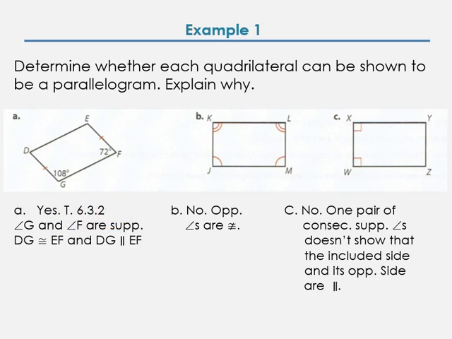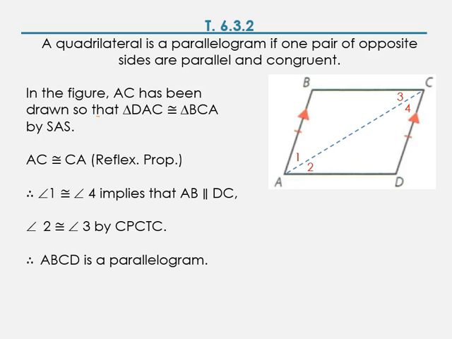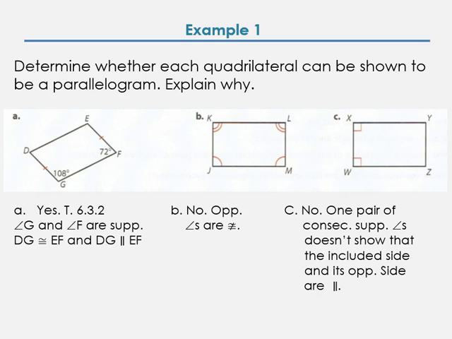Let's go back and look at what 6.3.2 was, and that's where if one pair of opposite sides are parallel and congruent, then you have a parallelogram, and that's exactly what we have. So, angle G and angle F are supplementary. They add to 180 degrees. DG is congruent to EF, and therefore DG is parallel to EF.